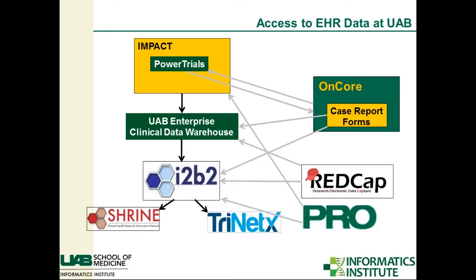So they can go in there and say, oh, we want to try a new drug. Here are the enrollment criteria. How many people are at UAB that fit that enrollment? How many people are at Vanderbilt? How many people at Emory and so on? And then they can get back a summary.